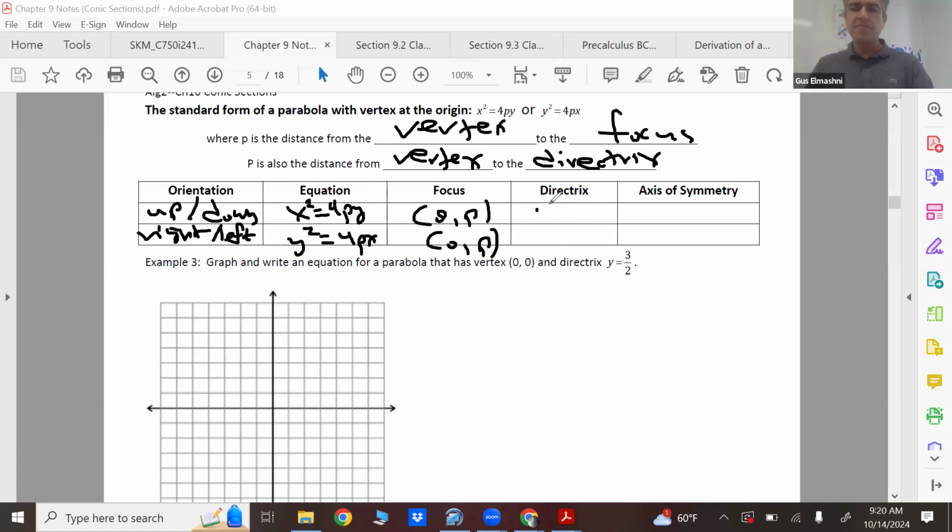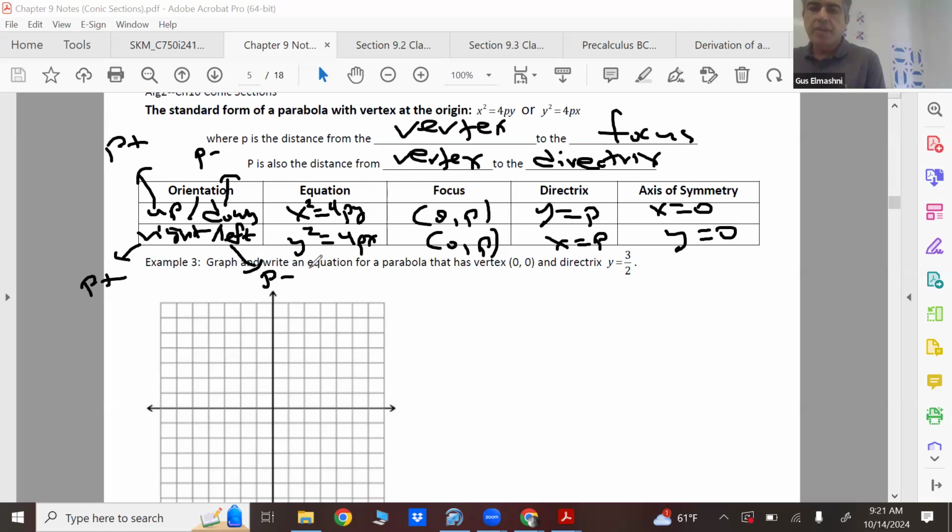Sorry, my bad. I mixed it up. My apologies. The axis of symmetry will be x equals 0, y equals 0. And remember, p positive, p positive, p negative, p negative. Oh, sorry, hold on a sec. I kind of messed up here. That's supposed to be negative p. And the other one should be (p, 0). My apologies. So the focus is (0, p) and (p, 0), and the directrix is supposed to be y equals negative p or x equals negative p. And if p is negative, it just reverses. Okay, so we're cool with that.